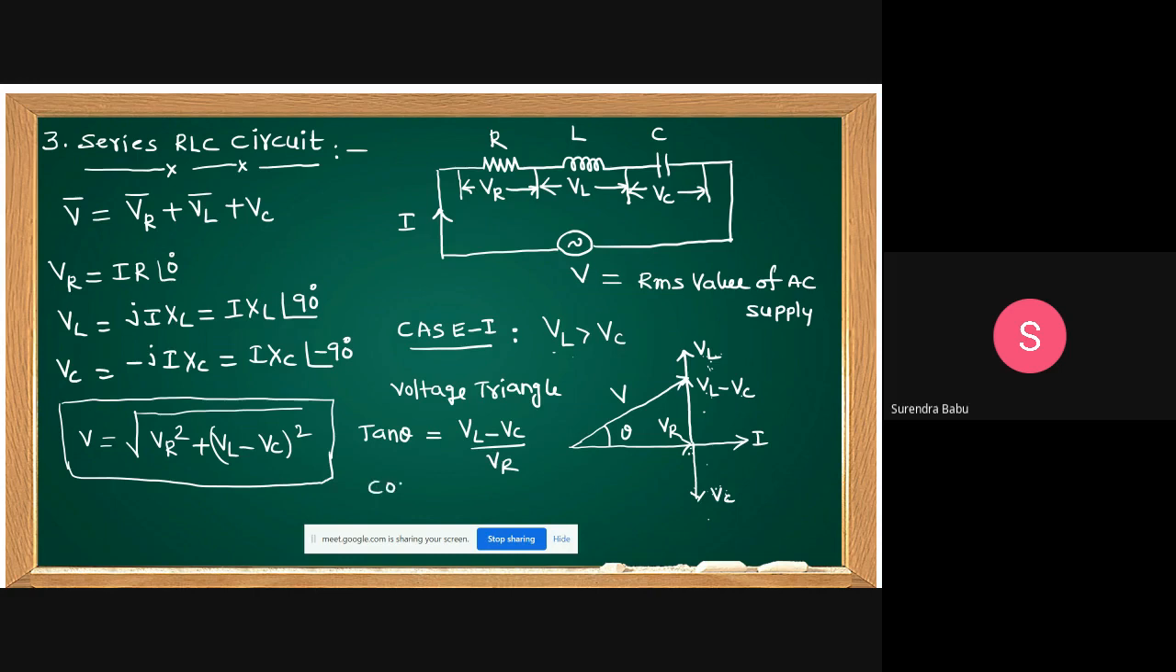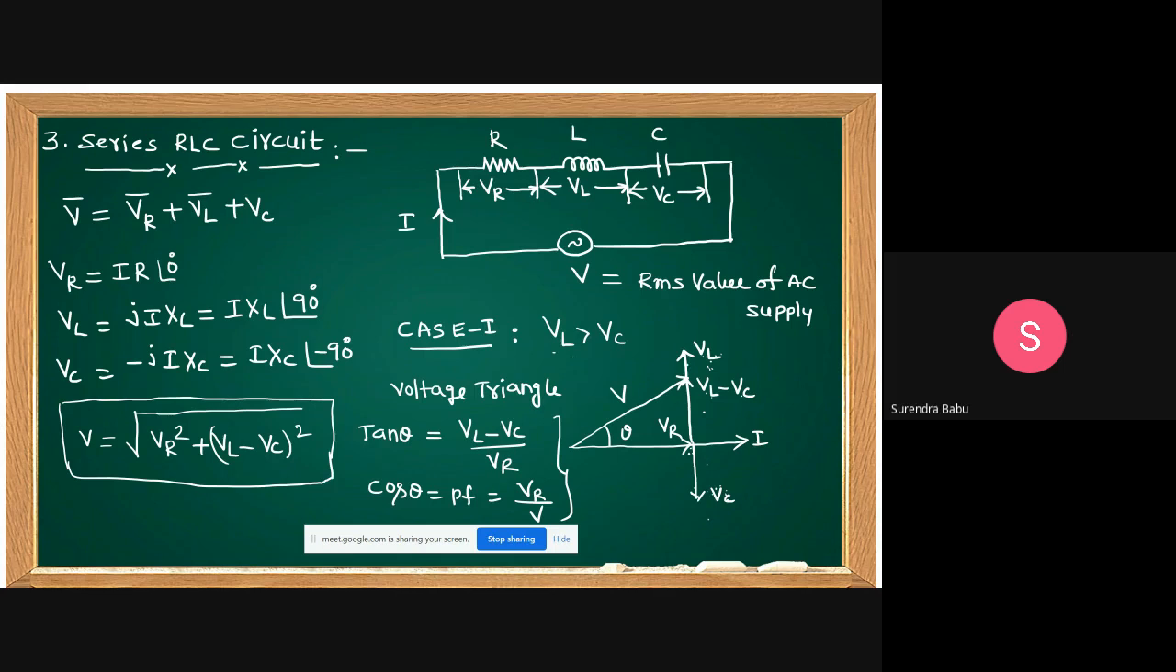What is cos theta, students? Cos theta is the power factor. How to write the power factor? Power factor is adjacent by hypotenuse, which is VR by V. Clear? Okay, this is about which triangle? The voltage triangle for the series RLC circuit.